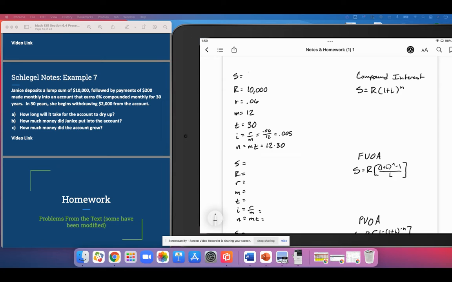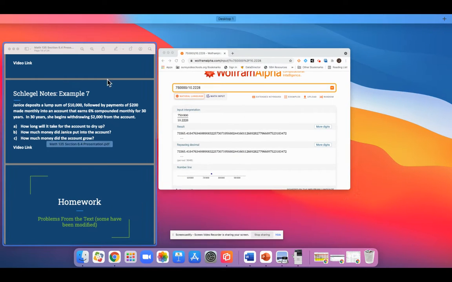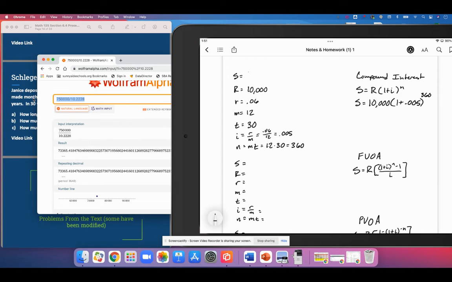So compound interest for this portion, everyone, we are going to look for the future value of $10,000 put in a fund at 6% interest for 30 years. And so our N is 12 times 30, which is 360. So I'll go to Wolfram with that. That equals 10,000 times 1 plus 0.005 to the power of 360.